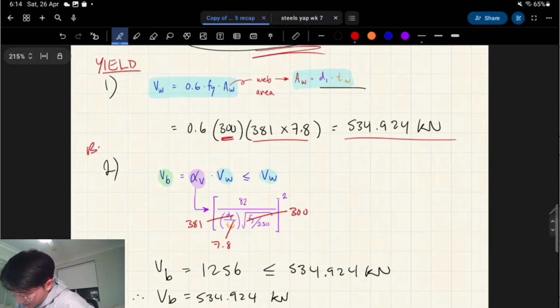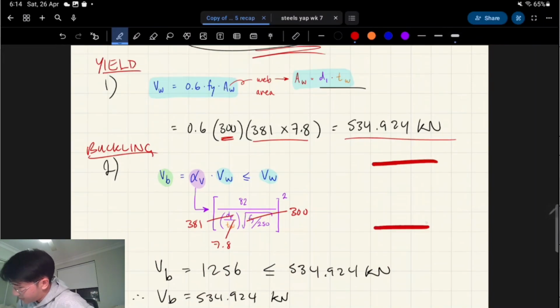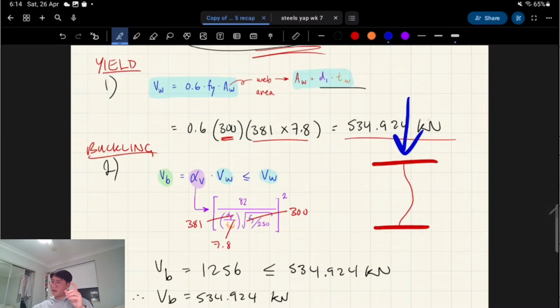Next, we do a buckling check. This depends on the web's slenderness, essentially. That's your beam. If your web is really slender, like I've drawn there, what can happen is that you're in shear, and your web can buckle before it ends up yielding.